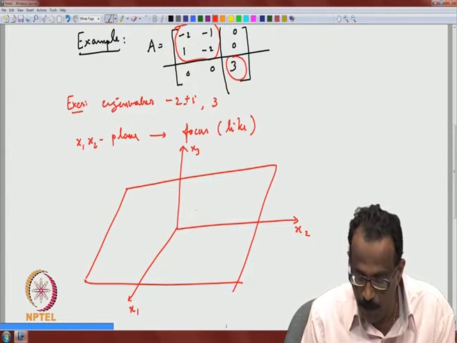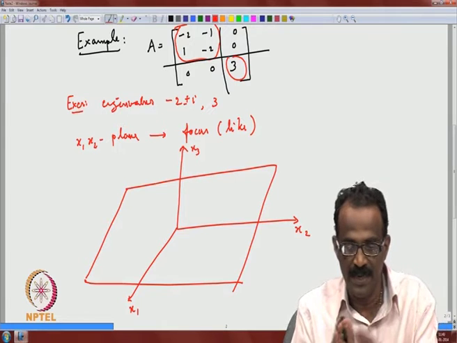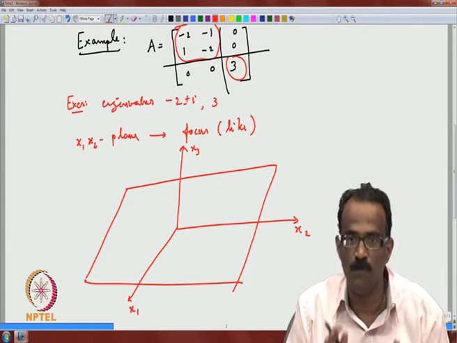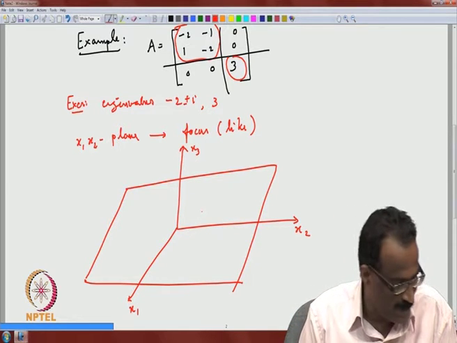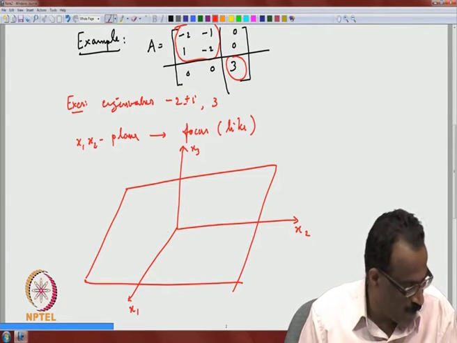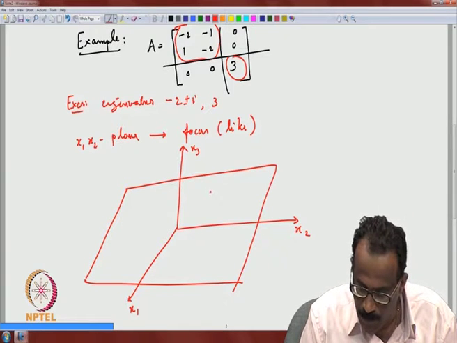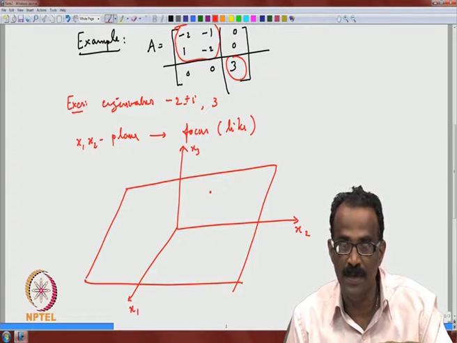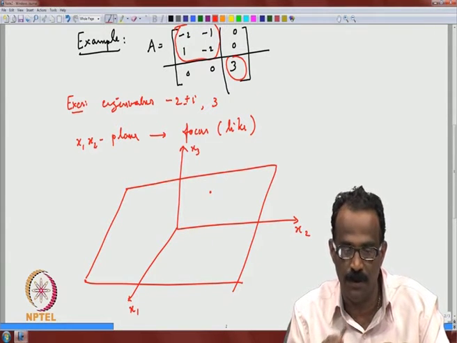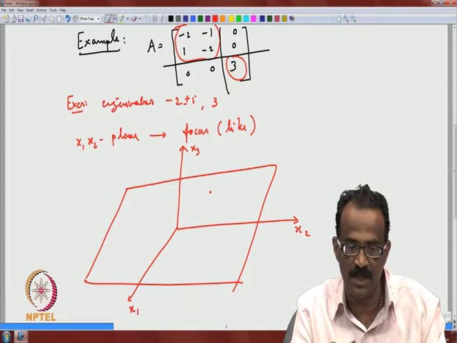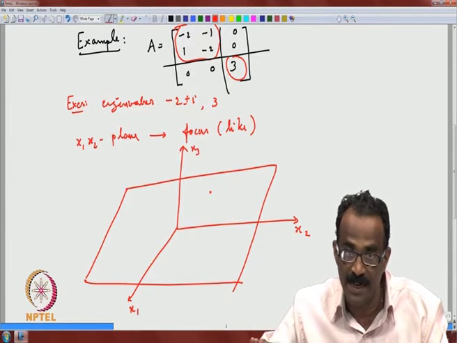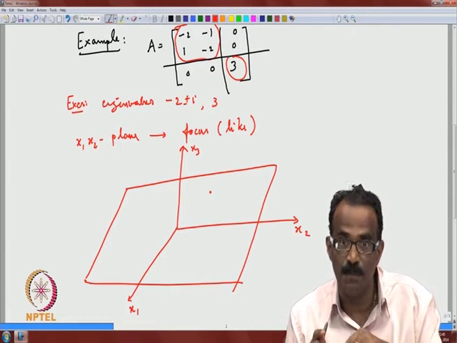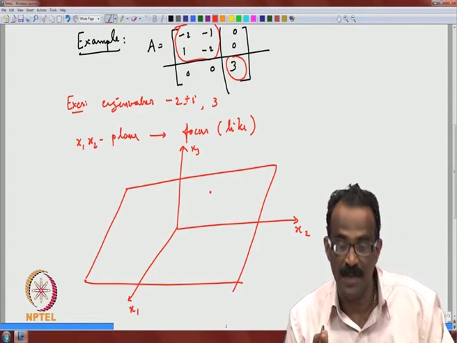If I start at any point here, again it is decoupled: the x1 x2 plane and the x3 part are decoupled because of this particular form of A. If I start anything in the x1 x2 plane, that means the x3 coordinate is 0, and by the way we constructed your matrix and solution, the x3 component is decoupled, and hence it will remain in that plane itself and it will behave like a focus.